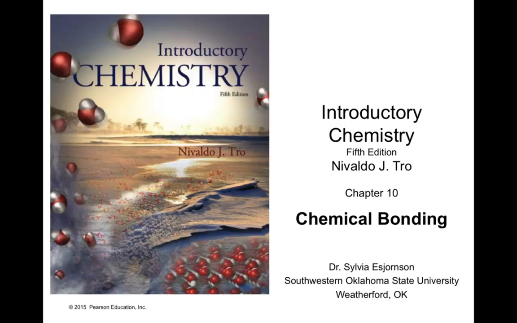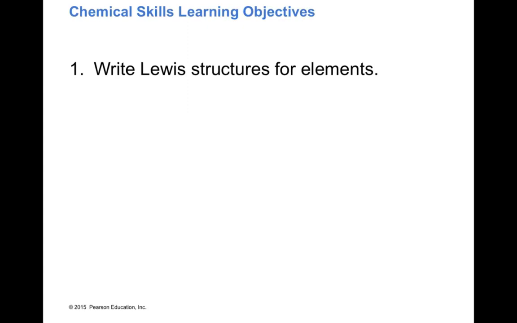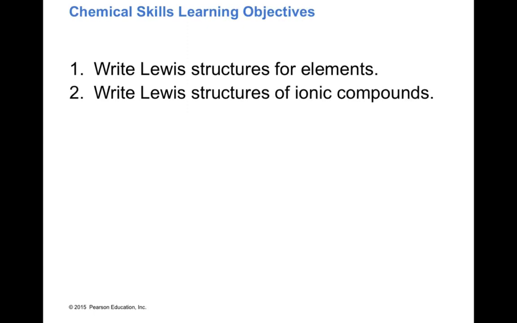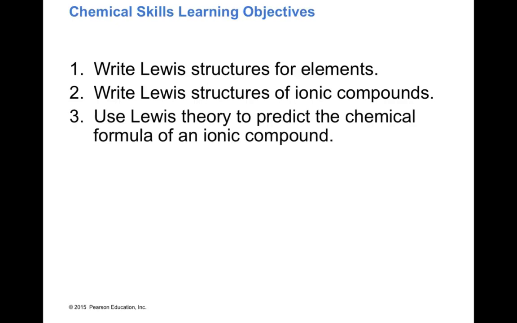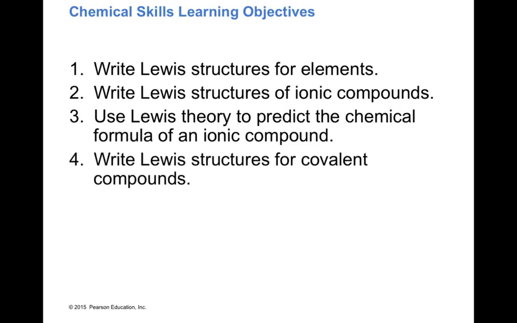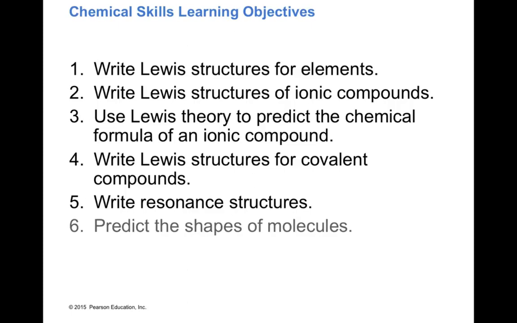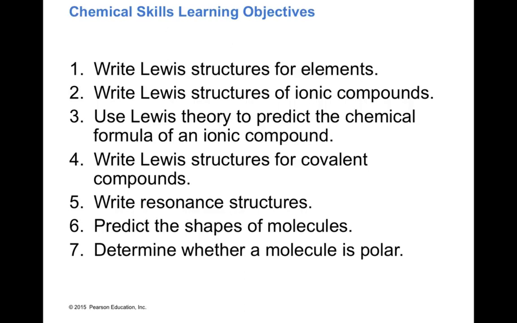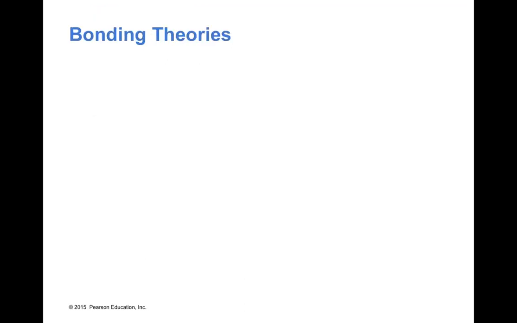This is chapter 10, Chemical Bonding. By the end of this chapter, you will be able to write Lewis structures for elements, write Lewis structures for ionic compounds. You will use Lewis theory to predict the chemical formula of an ionic compound. You'll be able to write Lewis structures for covalent compounds. Also, you will learn how to write resonance structures, predict the shapes of molecules, and determine whether a molecule is polar or not. So let's start by talking about the bonding theories.